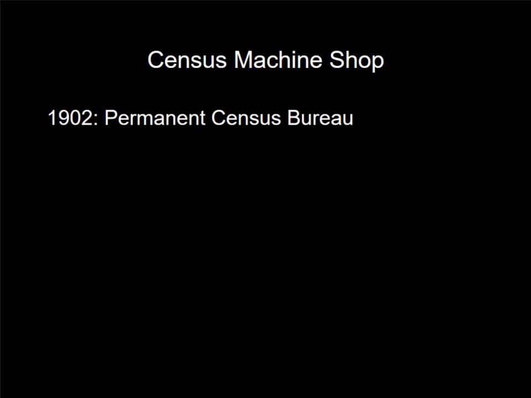Okay, so now I'm going to talk about the Census Machine Shop. In 1902, the Census Bureau was made a permanent agency. Prior to that time, it was a pop-up thing that happened every 10 years, except it was pretty much going continuously because it was taking them so long to do the tabulation. But they realized that they needed a permanent Census Bureau, that this was highly inefficient.